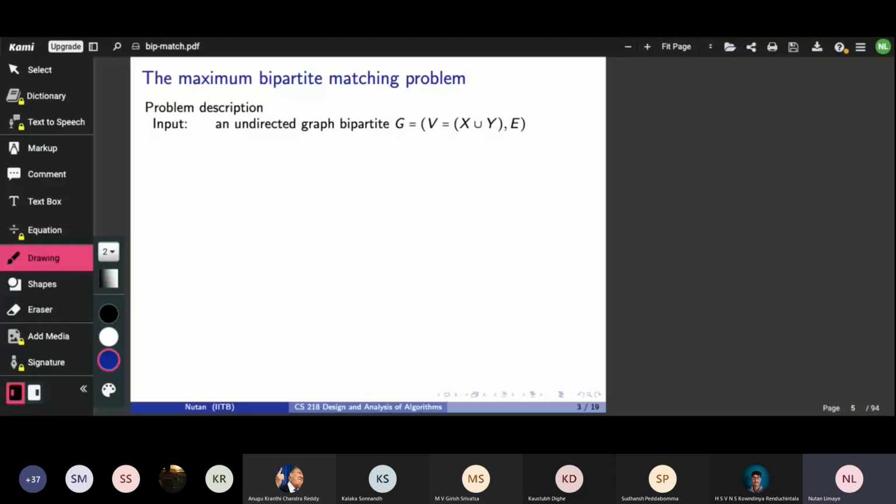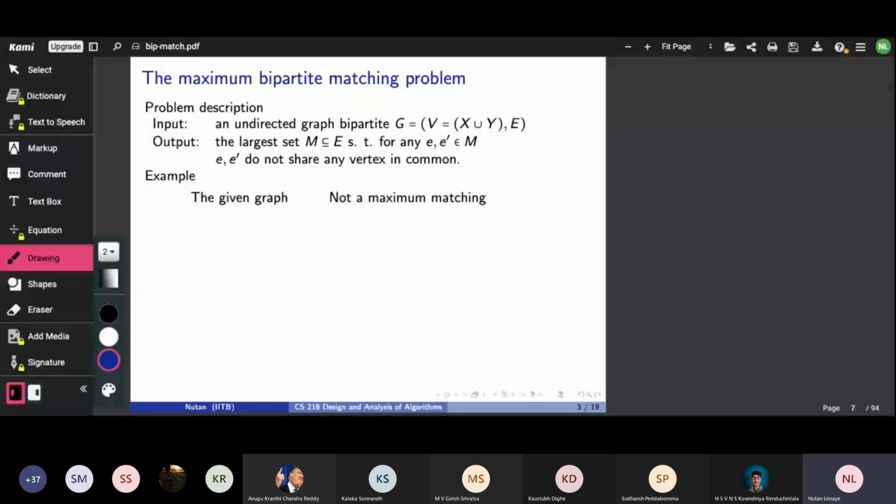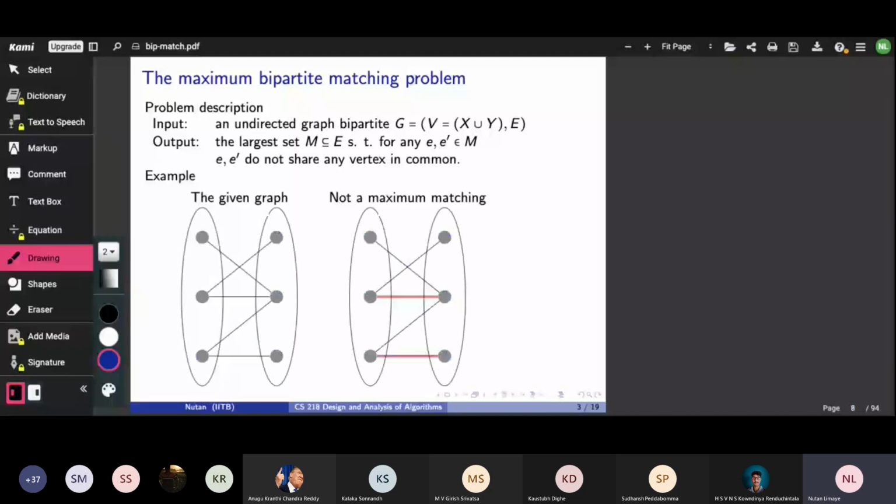And what you're required to find is the largest set M, which is a subset of edges, such that for any two edges in the set, they do not share a common vertex. So here is a graph on the left. All the edges in the graph are drawn.